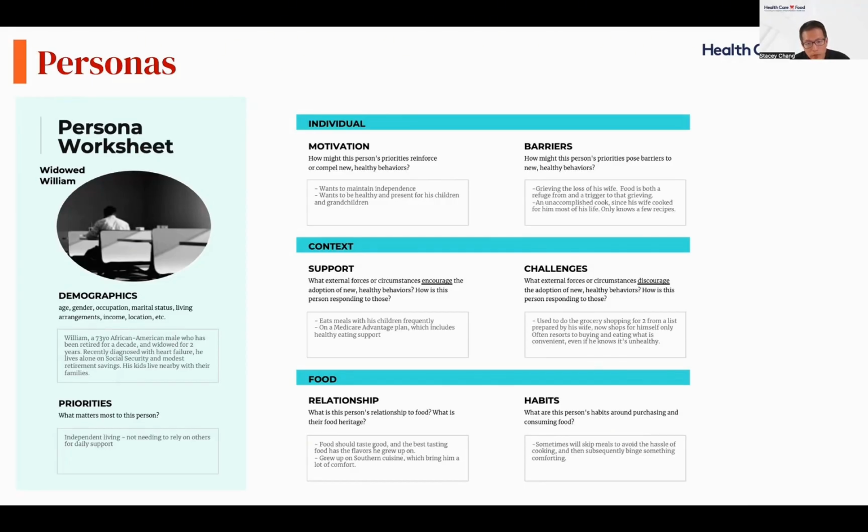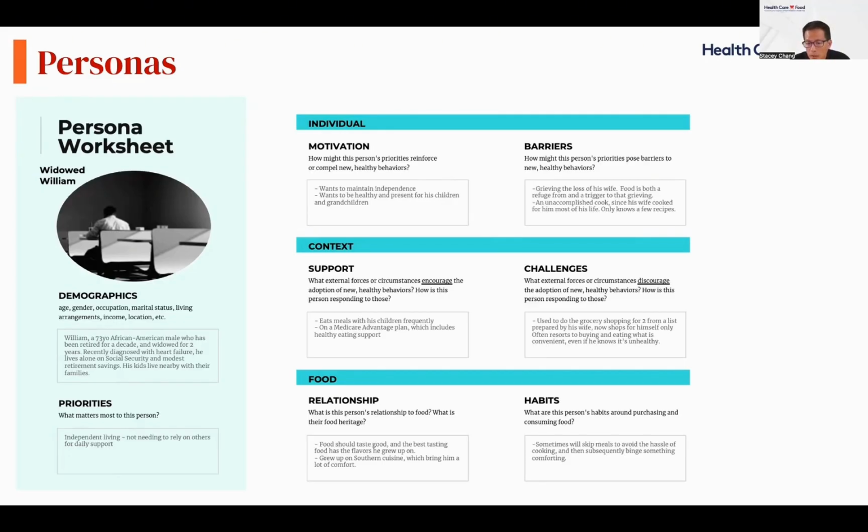Interesting for William, food is often a refuge from that grief, and also food that he eats that's familiar is often a trigger to that grieving, which becomes a vicious cycle. He's actually an unaccomplished cook since his wife cooked for him most of his life, and he only knows a few recipes. He has the benefit of eating with his children occasionally, and he has healthy eating support from his Medicare plan, but he doesn't take advantage of it because he doesn't know how to.